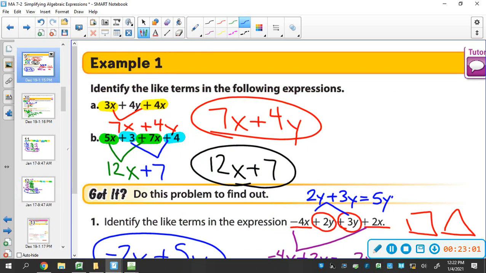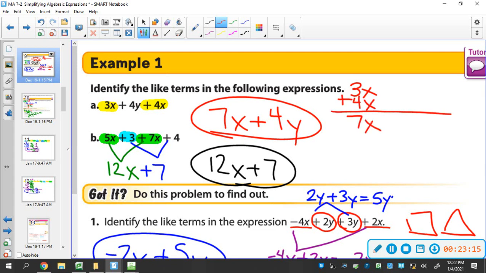Some people tend to like this where I showed that you had your arrow with it together. But some people like to show it that I have, here's my 3x plus my 4x. That gives me my 7x. And then the last part, since it's not a like term with it, it just stays the same by itself. Okay? So if you don't like doing the arrows like that, you can always use that method for the smaller problems too.